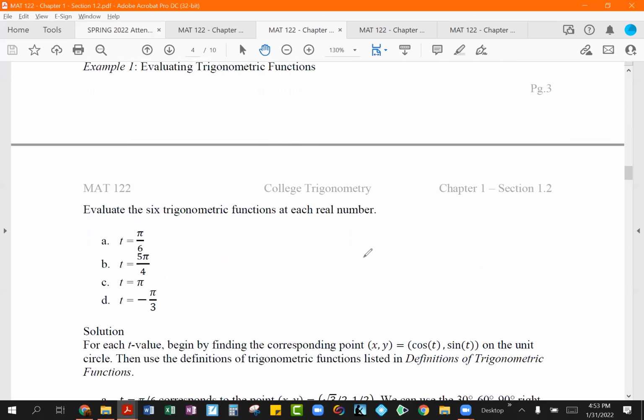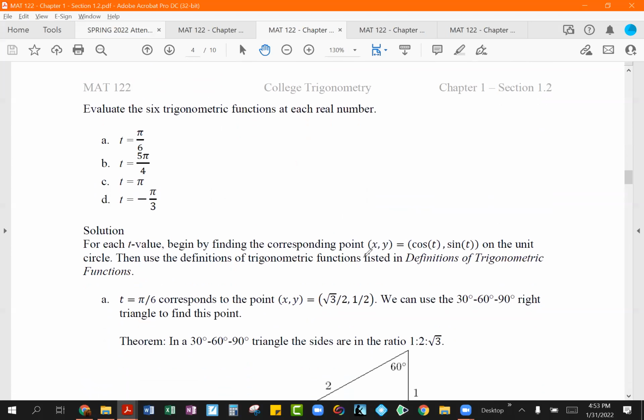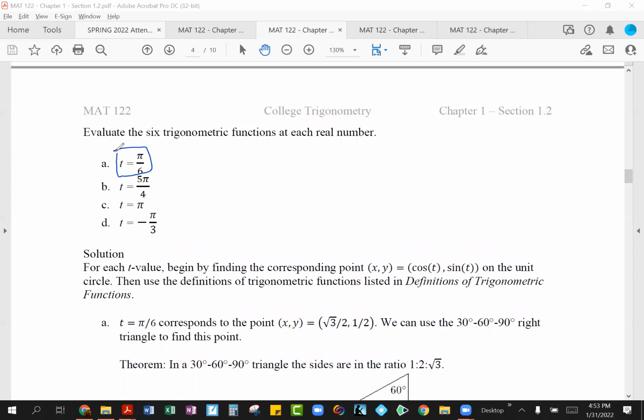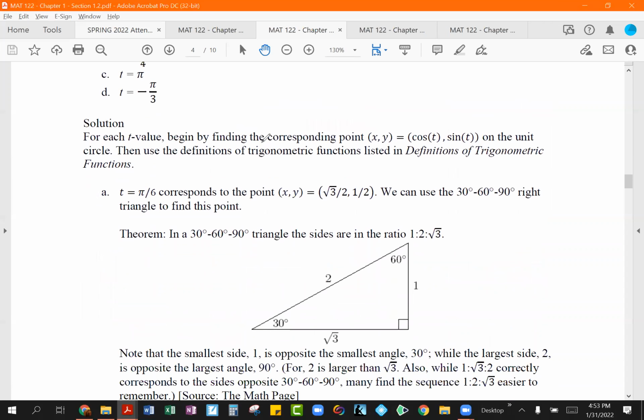And Savannah, this was the question that I believe you had asked me in your homework problem. They're saying evaluate the 6 trigonometric functions at each real number. So if your angle measurement is pi over 6, what will those 6 trigonometric functions end up looking like? Let's take a look at this example here. They're telling us your angle of pi over 6 corresponds to this point x comma y, which is square root of 3 divided by 2 comma 1/2.